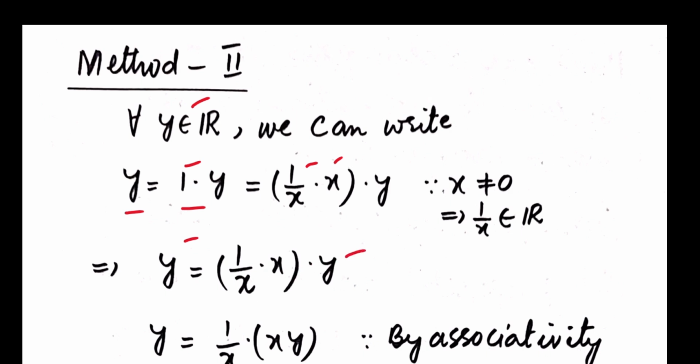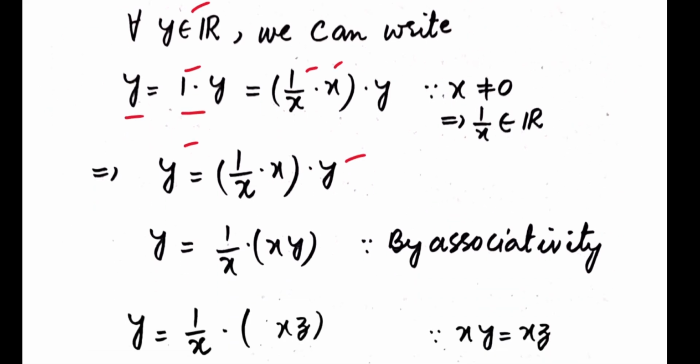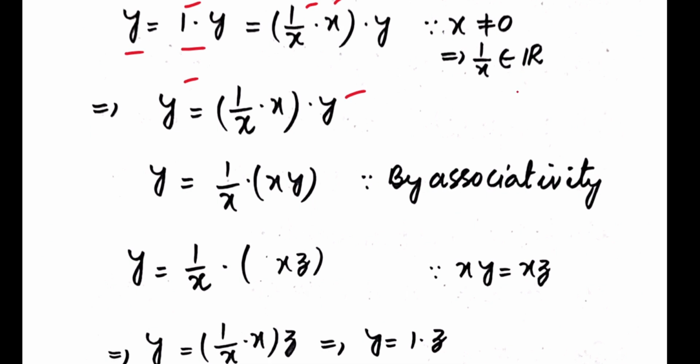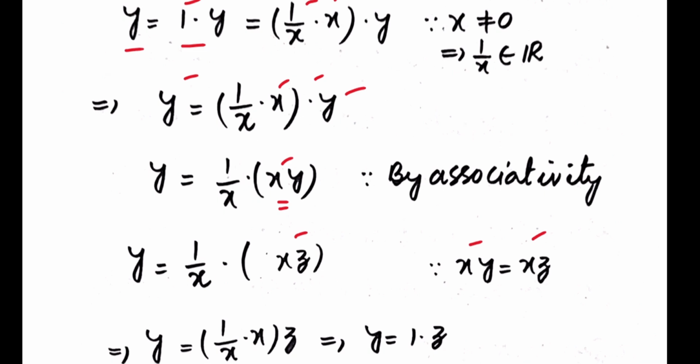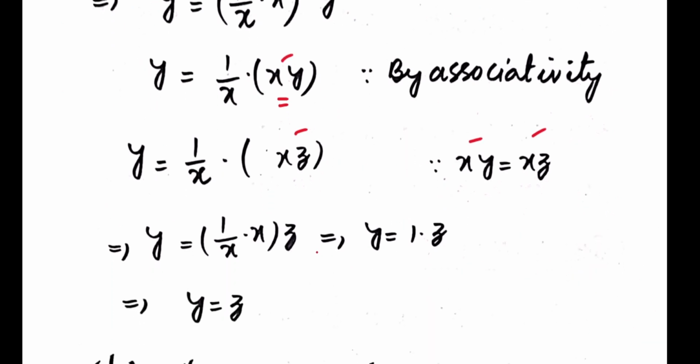By using the associative property, we can combine x with y, so it becomes 1 over x into xy. But it is given that xy is equal to xz, so replace xy with xz, and again using the associative property, we have 1 over x into xz. 1 over x and x are reciprocals, so they will cancel out and give 1, so y is equal to z.